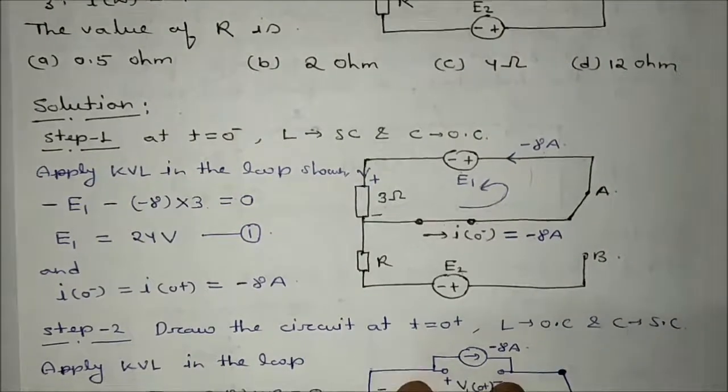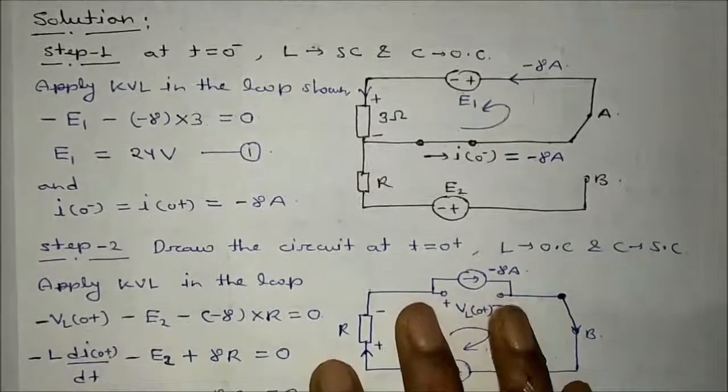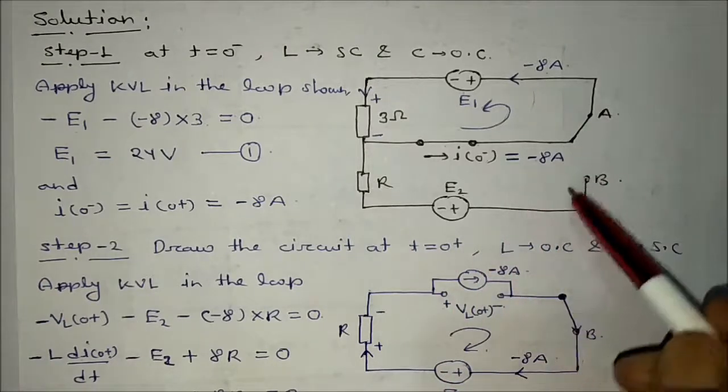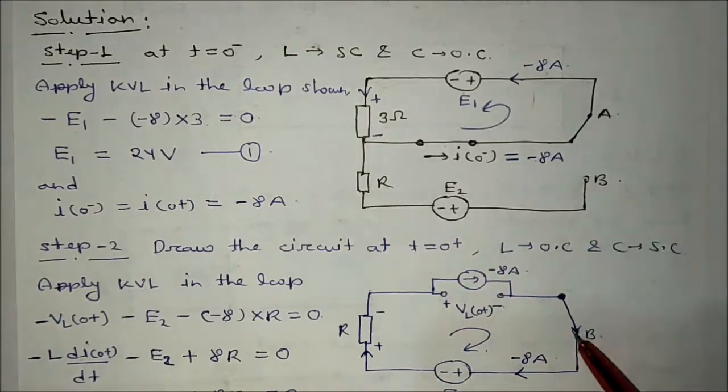Now draw the circuit at t equal to 0 plus condition. What will I get? L will be replaced with an open circuit with a current source, and C will be replaced with a short circuit and a voltage source. So at t equal to 0 plus, the switch is moved to position B.